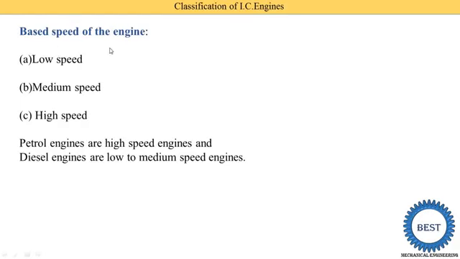Next is the classification based on the speed of the engine. It means at which speed the engine runs: low speed, medium speed and high speed. Generally petrol engines are high speed engines and diesel engines are low to medium speed engines.